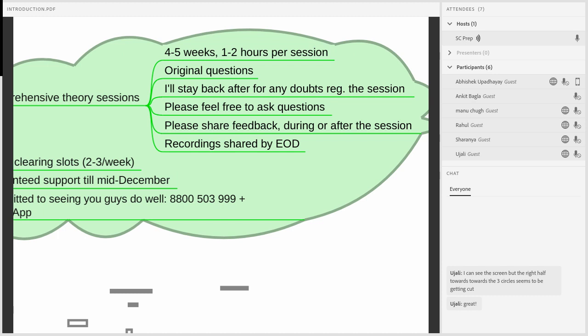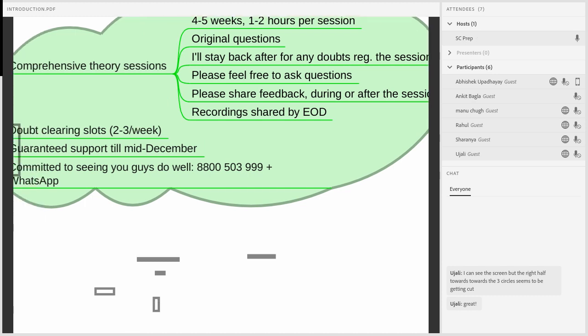The next point is important for me, so I'll just spend 10-20 seconds on it. Please share your feedback, especially regarding the speed at which we're going and the comprehensiveness with which we cover the content. These are very important for me. And anything that you feel would better help you reach your target, please share that with me. You can share it privately, you can share it publicly, but please share it.